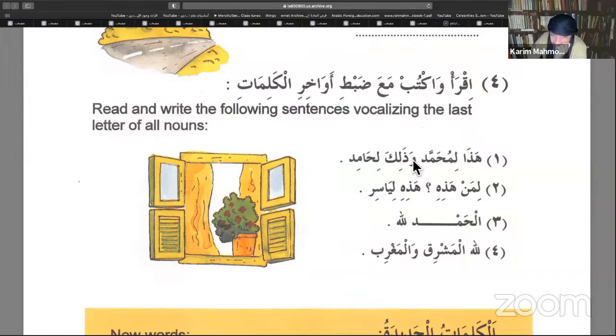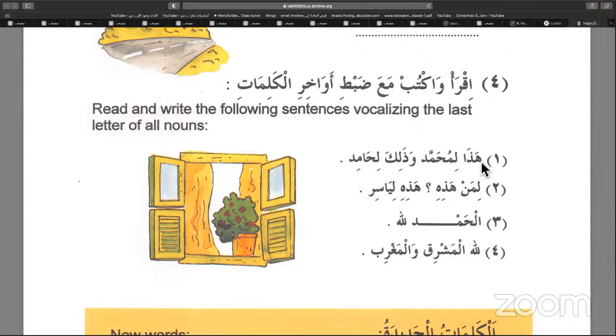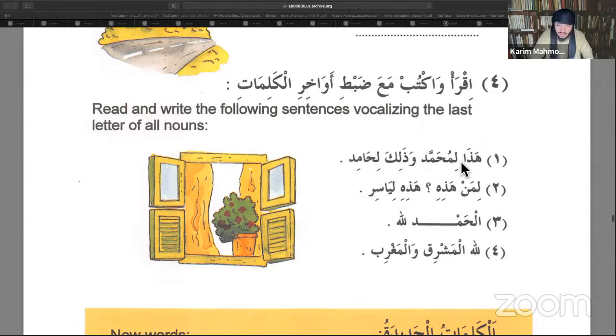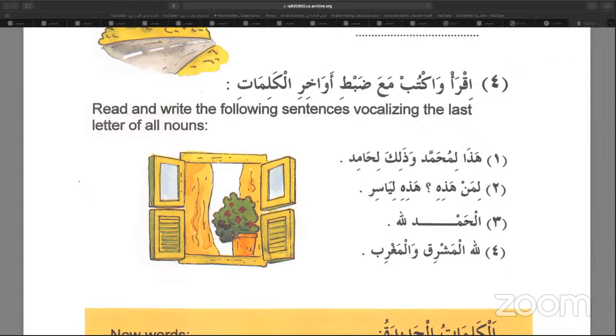In this exercise, we're going to put vowels on the last letters. Okay? So let's ask Mudathir to read here. Mudathir. هذا لمحمد وذلك لحامي. Okay. هذا لمحمد.